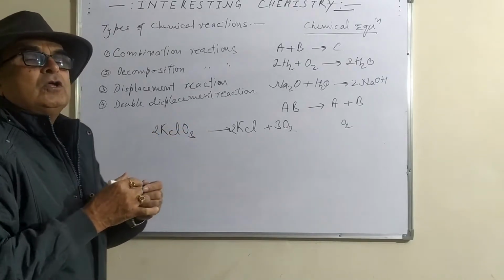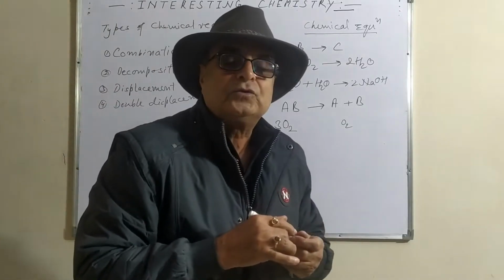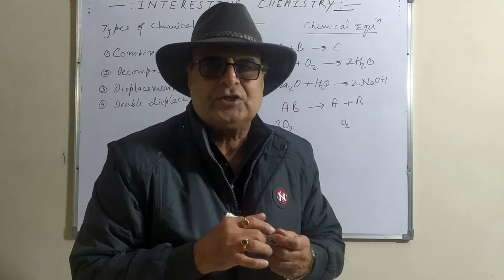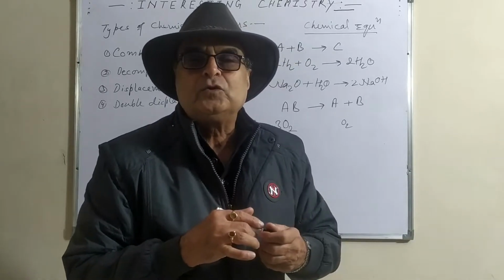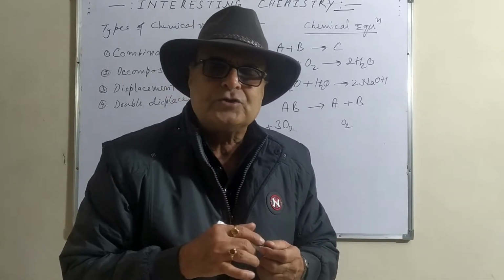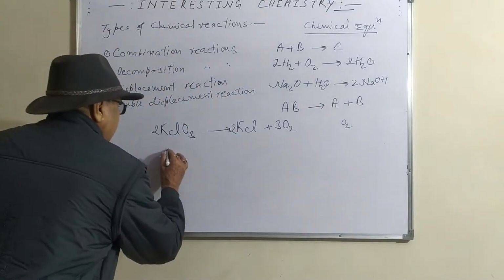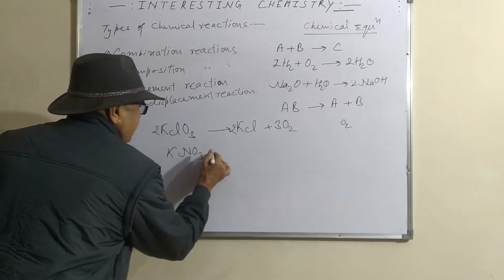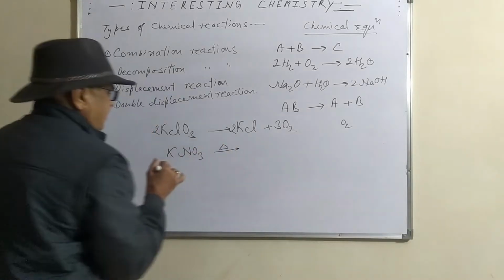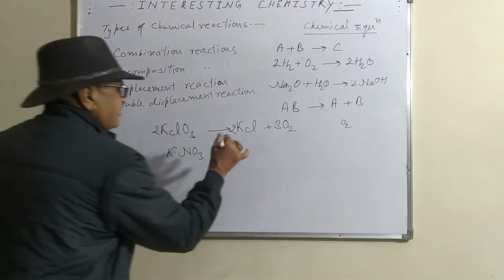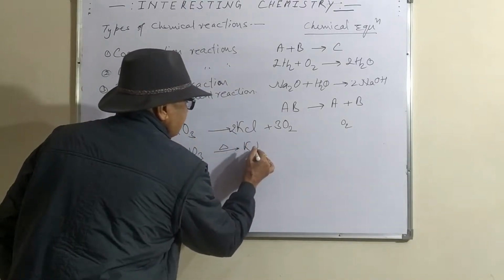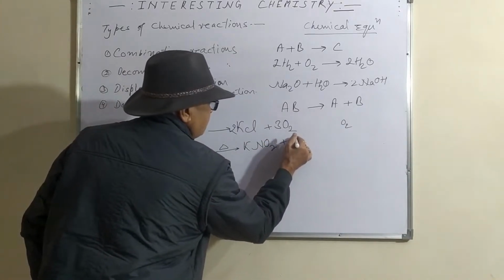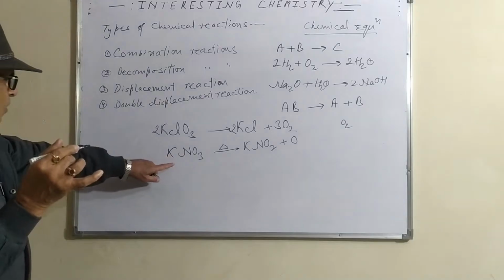Again, suppose KNO3, potassium nitrate, is heated. It will turn into potassium nitrite and oxygen. It will change into potassium nitrite, KNO2, plus O. This is O.